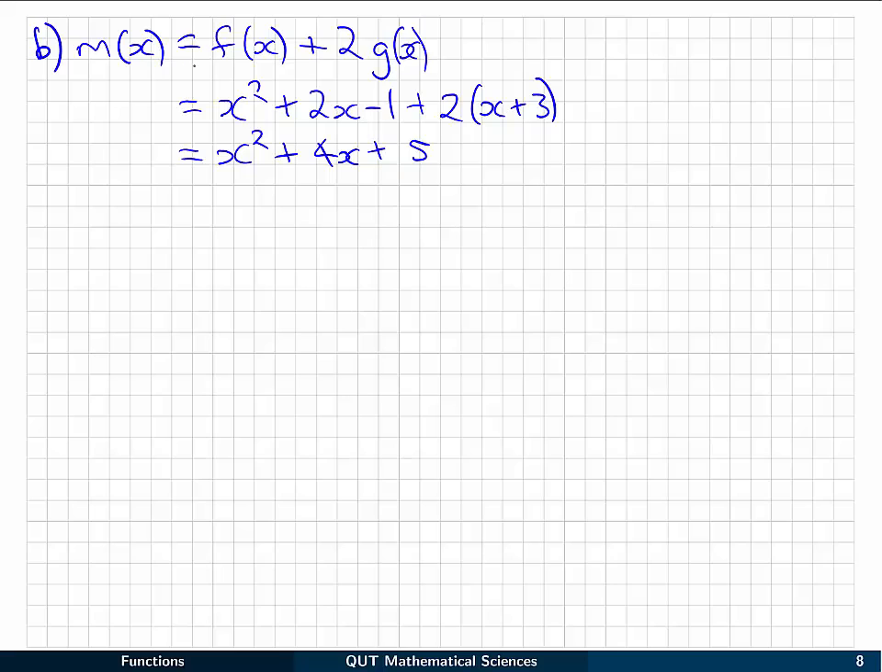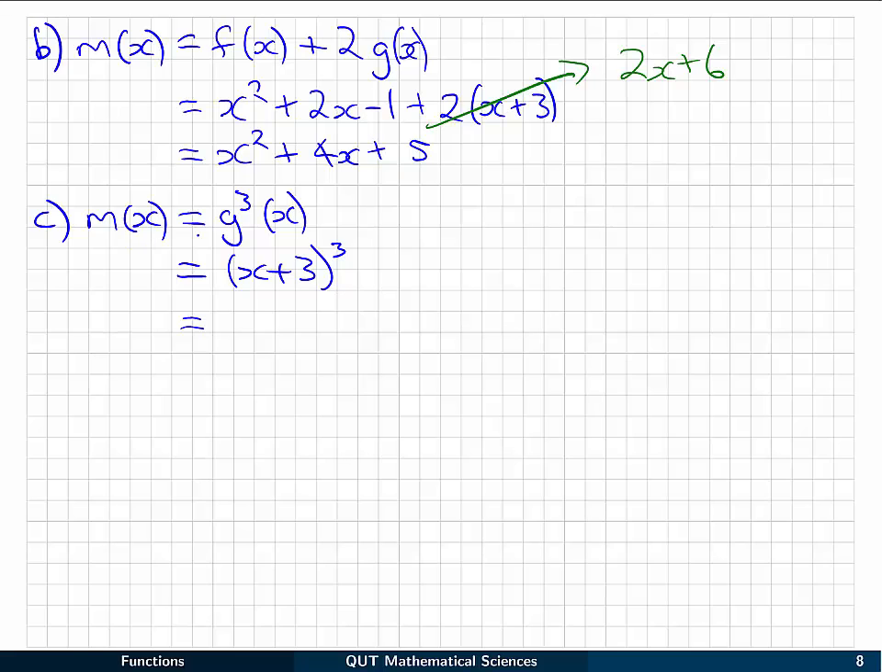Okay, in b we have m of x is f plus 2g. So we've got our f there, x squared plus 2x minus 1. G, we want to multiply by 2, so we have 2 by x plus 3, which we can replace with 2x plus 6. And then adding the like terms, like powers of x, we get x squared plus 4x plus 5.